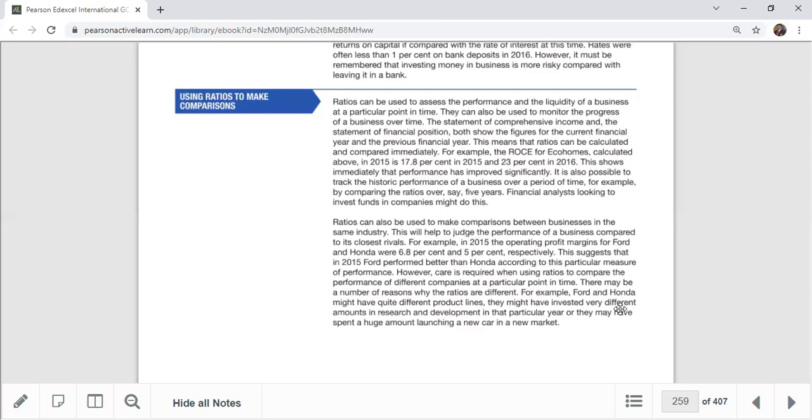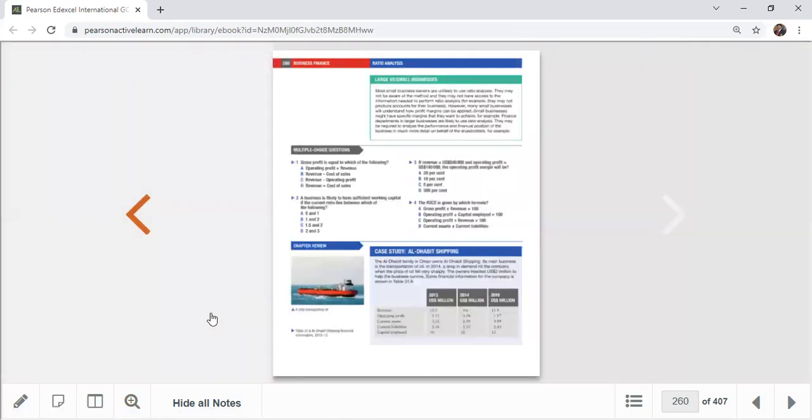Therefore, they have to spend a huge amount of money to launch a new car into the market, right? These facts and figures also matter, not only the numericals, not only the numbers. You have to take care of these facts and figures when you're making comparisons. Always, when you're writing answers, think about the industry and how it performs as well.